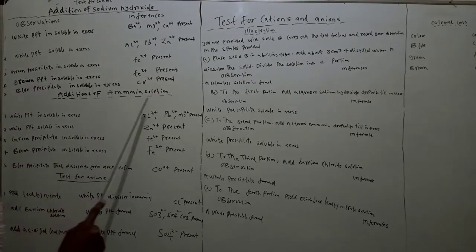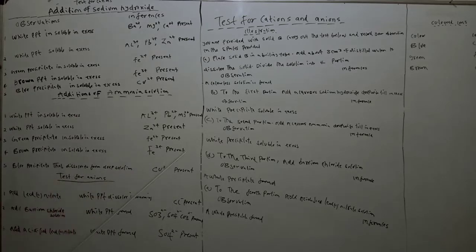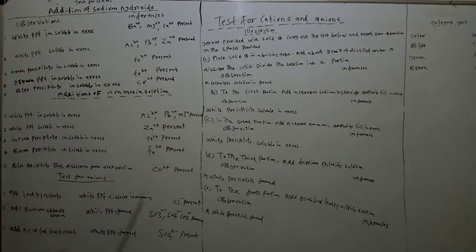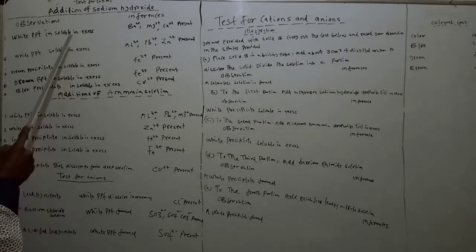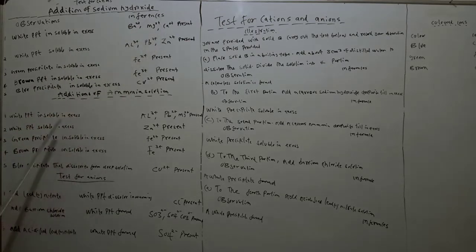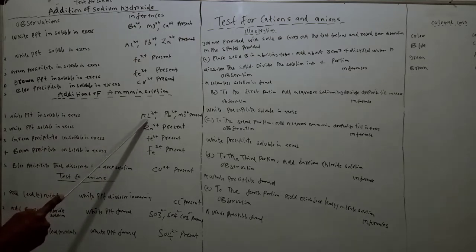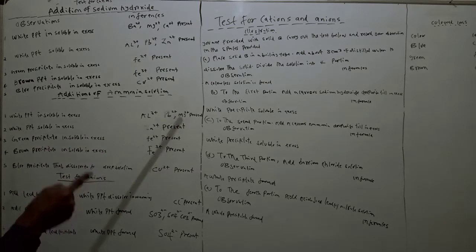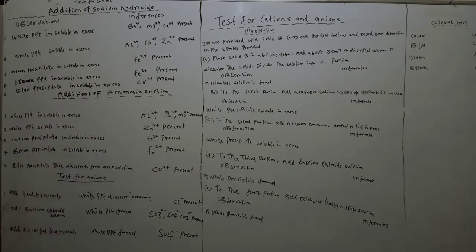If you go to the addition of ammonia solution, number 1, white precipitate insoluble in excess: we have aluminium, lead, and magnesium. Remember, for sodium hydroxide it was barium, magnesium, and calcium, but for ammonia it is aluminium, lead, and magnesium. You find that magnesium is in both cases.